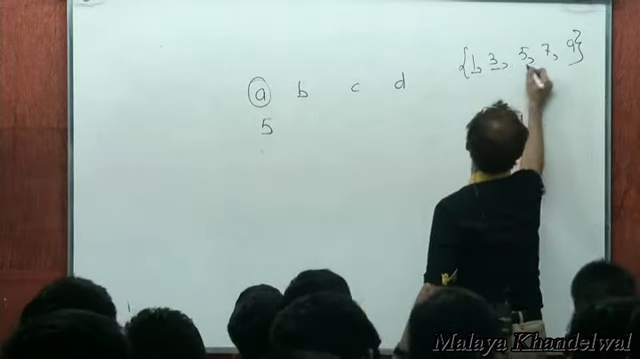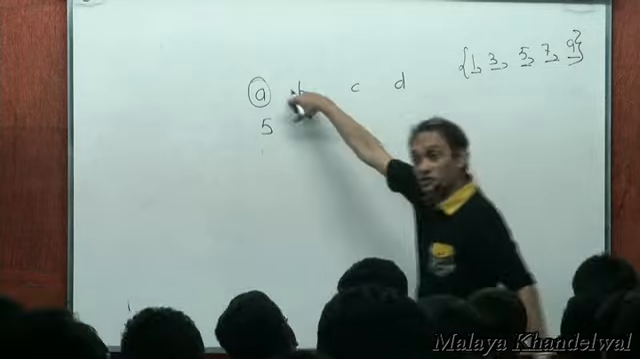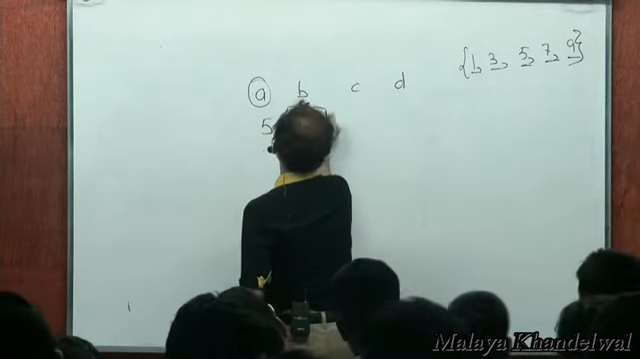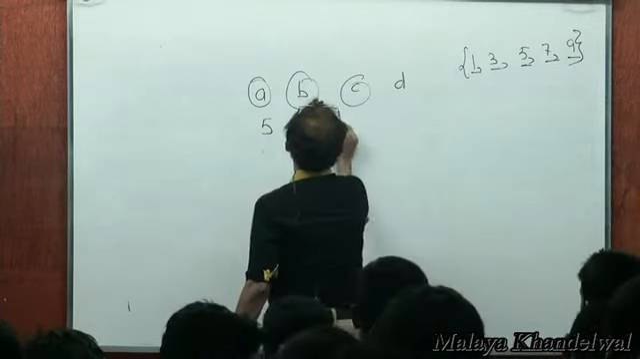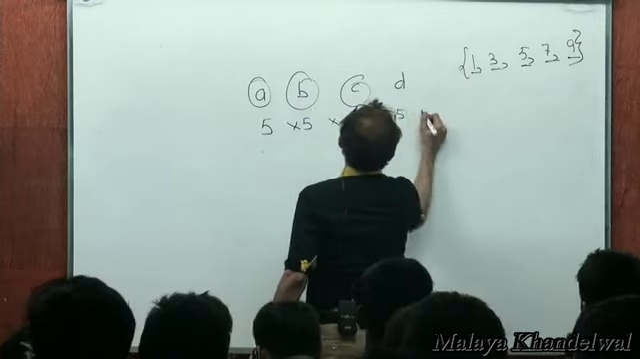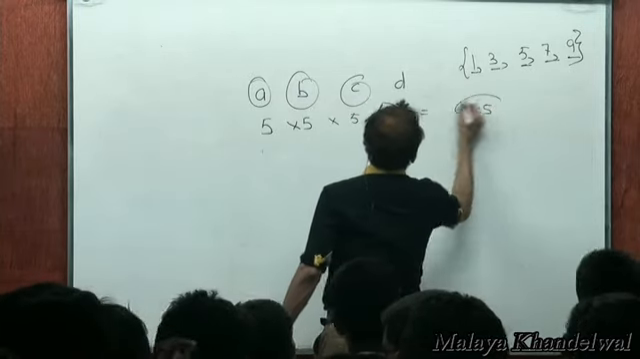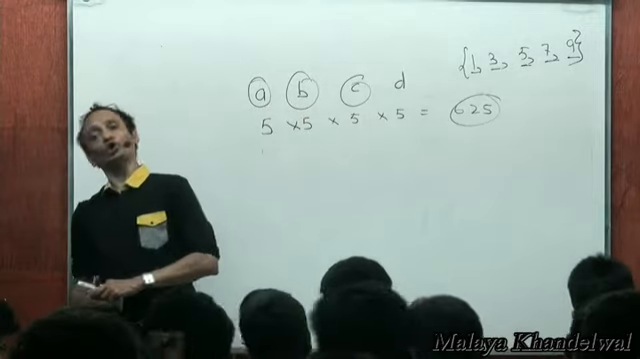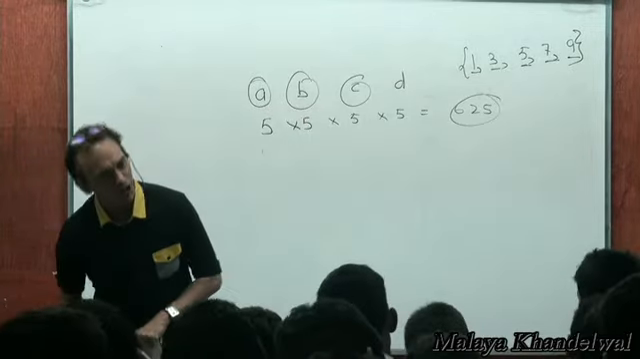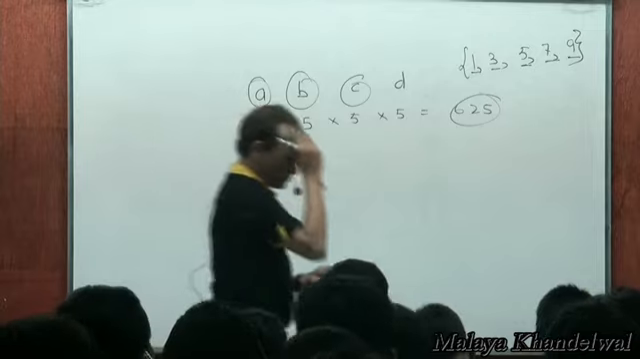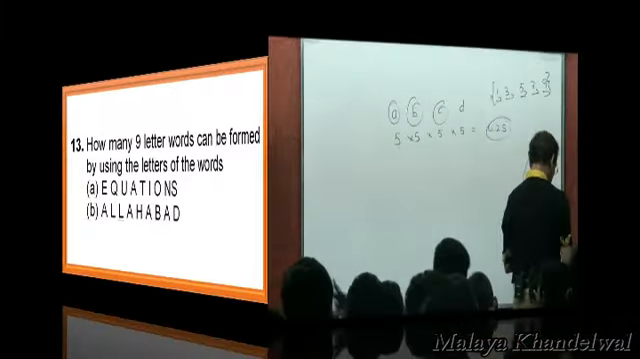Any one of the 5 numbers could be used to fill up the space. Any 5 for each of the four places, that makes it 625 4-digit odd looking numbers. Okay.